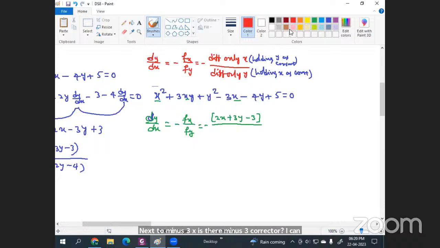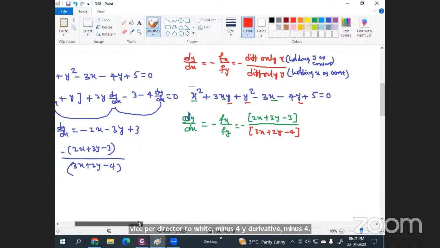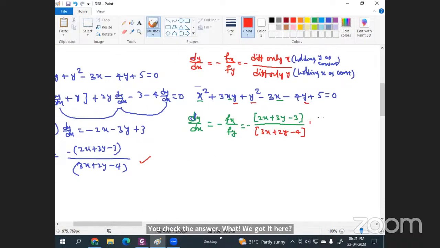Comes to the denominator. Now with respect to y, where and all we have y? Here y we have, here is there, here is there. So y derivative is what? 1. Don't write dy by dx now. Only write 1. Then y square derivative 2y. Minus 4y derivative minus 4. You check the answer now. What we got here? Same thing and then same thing. Correct? Is this shortcut clear, children? Is it clear? Drop the message.